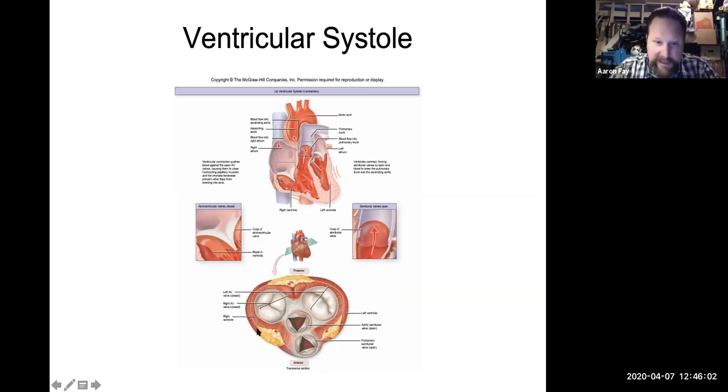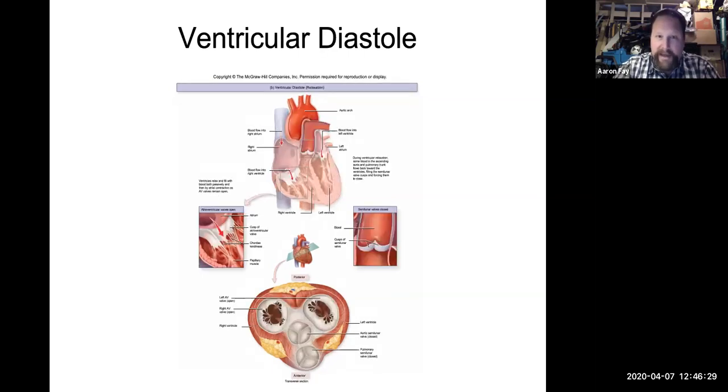Ventricular systole: AV valves close to prevent blood from flowing backwards into the atria, and semilunar valves open. Because the heart is contracting, blood is being ejected into the arteries. So this is what ventricular systole looks like. Contraction of the ventricles means AV valves close, semilunar valves open, blood is ejected from the heart.